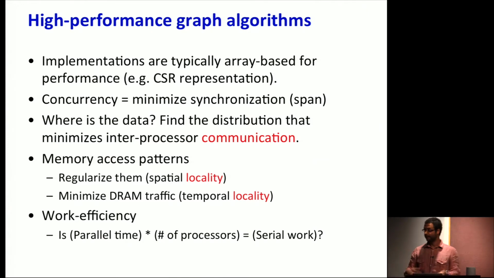And finally, once we fix those issues, the high-performance questions become, how can I increase the locality, and how can I minimize the DRAM traffic within the node? But those are less about parallelism, and more about high-performance questions. And a question we will ask ourselves frequently in every algorithm is, is this work efficient? Meaning, is the parallel time times the number of processors equal to the serial work that needs to be done? There are some algorithms which are work efficient, but we will see a couple of examples where the parallel algorithm is not work efficient, but it's still better than the alternatives.